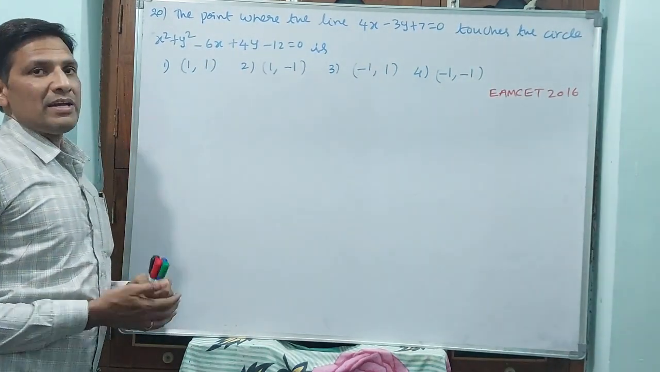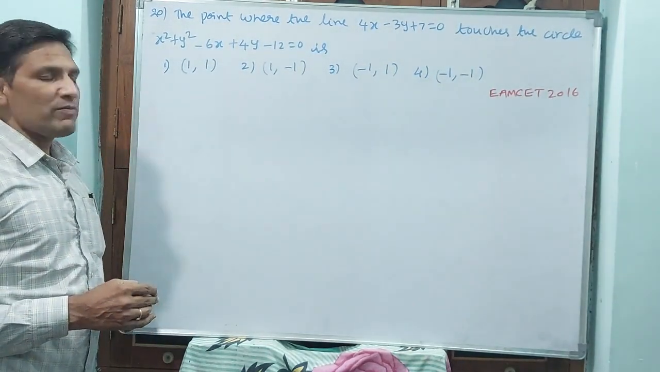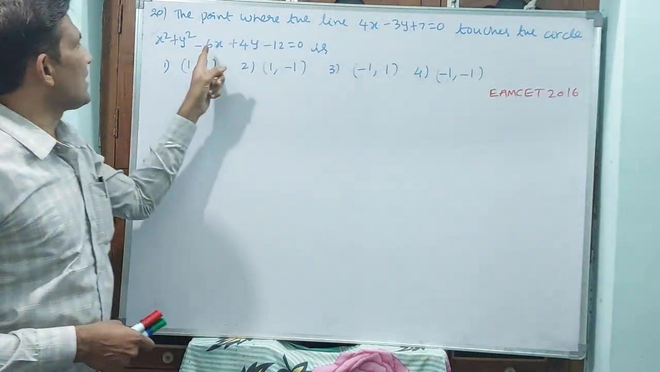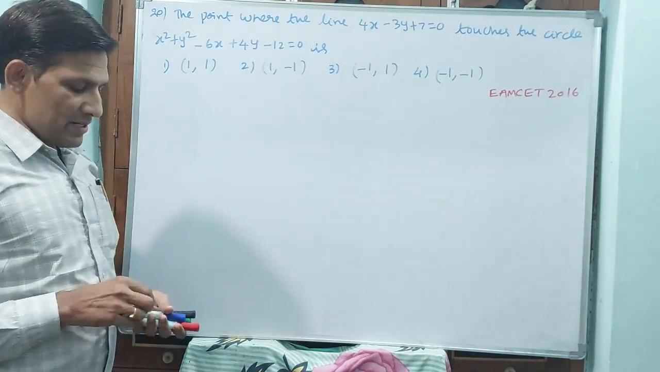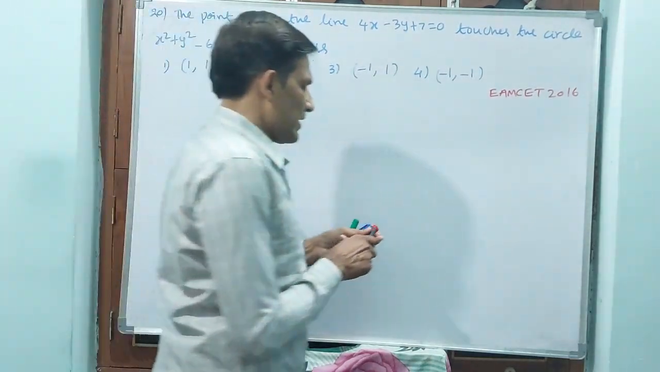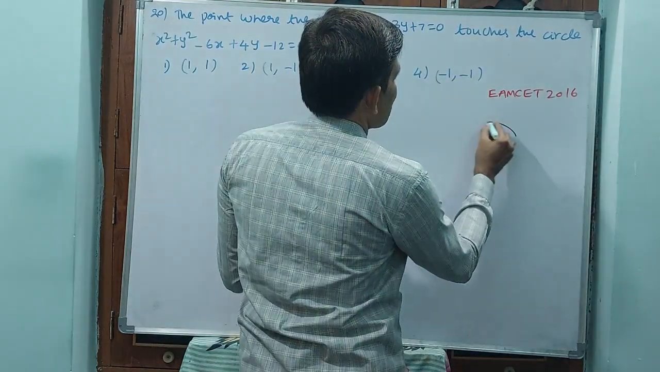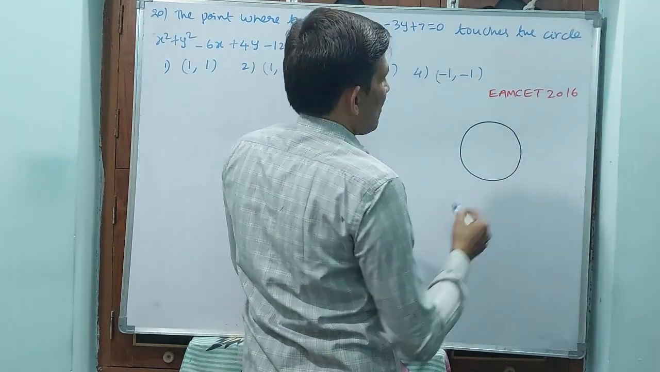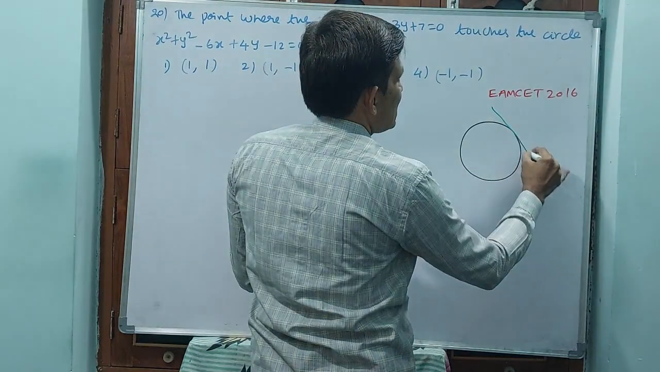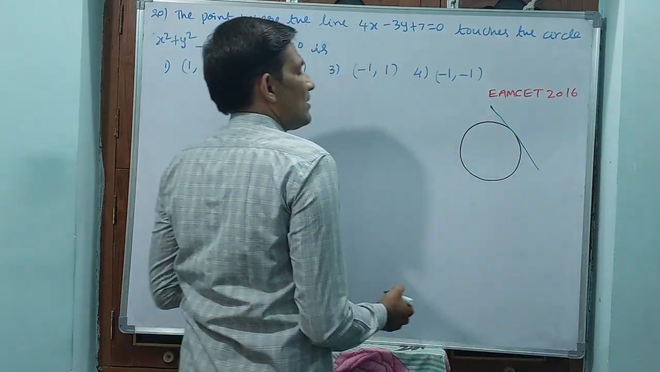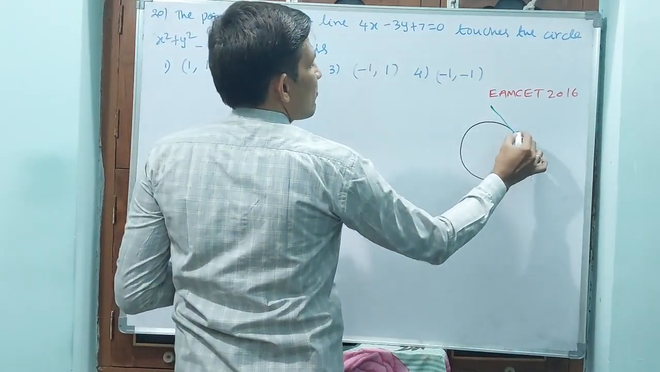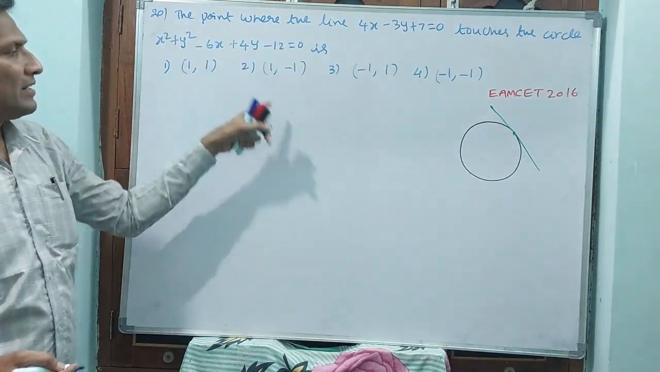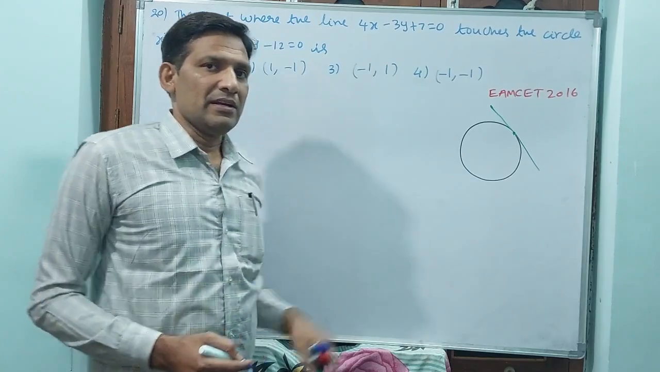See, rather than going by the conventional method, here also you simply substitute these values. Why? Because if you take one value, it has to satisfy in the line also and in the circle also. Let me draw the figure, then you can visualize this very clearly. You see, this is a circle. The circle having one tangent. This is the touching point. The point where the line touches the circle, that point they are asking.